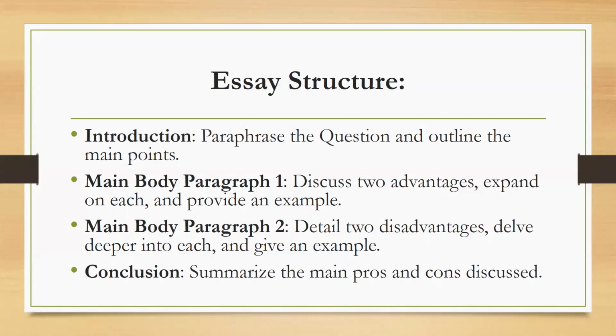So with the advantages and disadvantages types of questions, you're using the same structure: introduction, body paragraph 1, body paragraph 2, conclusion. But there are some differences. The introduction remains the same: paraphrase the question and outline the main points. Here, you will not be taking a position. The main body paragraph 1, you discuss 2 advantages, expand on each and provide an example.